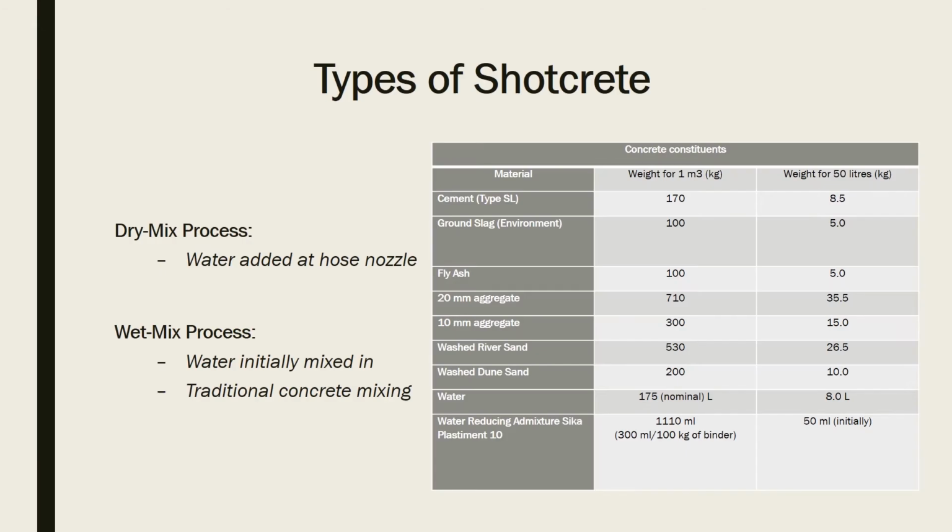Shotcrete is divided into two distinctive categories, dry mix and wet mix. The dry mix process does not use water until the shotcrete is applied outside. The wet mix process uses water during mixing as you would for conventional concrete. An example of wet and dry mix shotcrete compositions is displayed in the table.